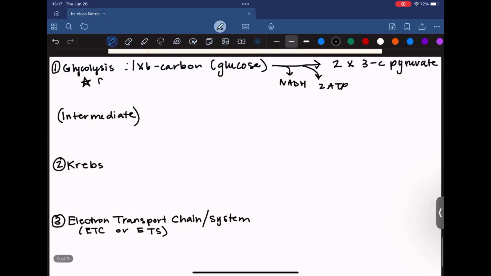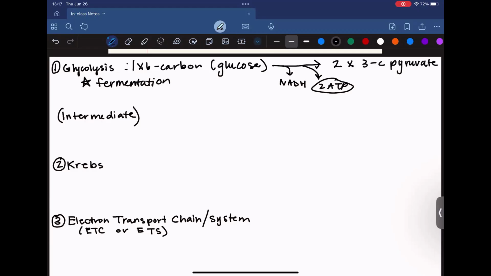Glycolysis is where fermentation stays. So in fermentation, this is the only source of ATP. This is a big deal to remember, especially when we compare how much ATP we're going to get from the electron transport chain. When you ferment, if you have oxygen, you can go through steps 1, 2, and 3.